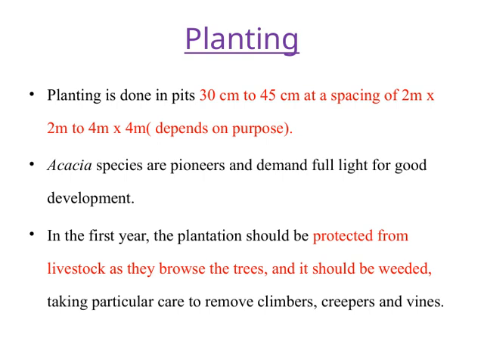In the first year after planting, we need to be extra careful. Protecting young trees from livestock is crucial because animals tend to browse on young shoots, which can hinder growth. Additionally, we need to keep the area weed-free, paying special attention to removing climbers, creepers, and vines that might compete with the young trees for nutrients and space. This initial care helps ensure healthy growth and sets a strong foundation for the future development of the plantation.